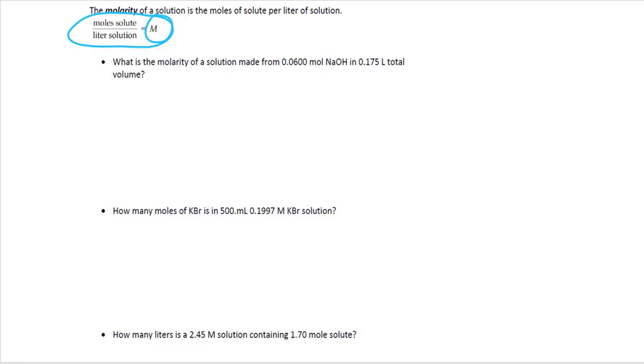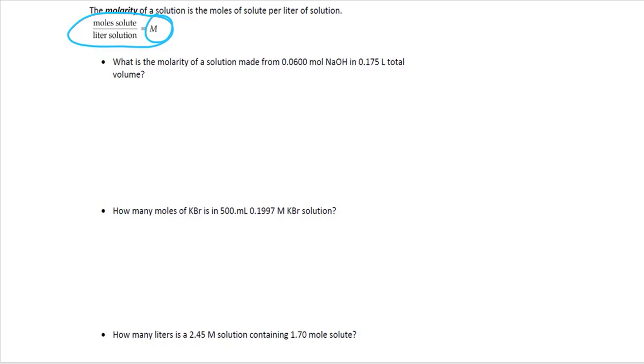Similar to density, when we do mass divided by volume, it's given to us as grams per milliliter, or finding the speed of something as how many miles per hour. So this is moles per liter. It tells us the concentration of it.